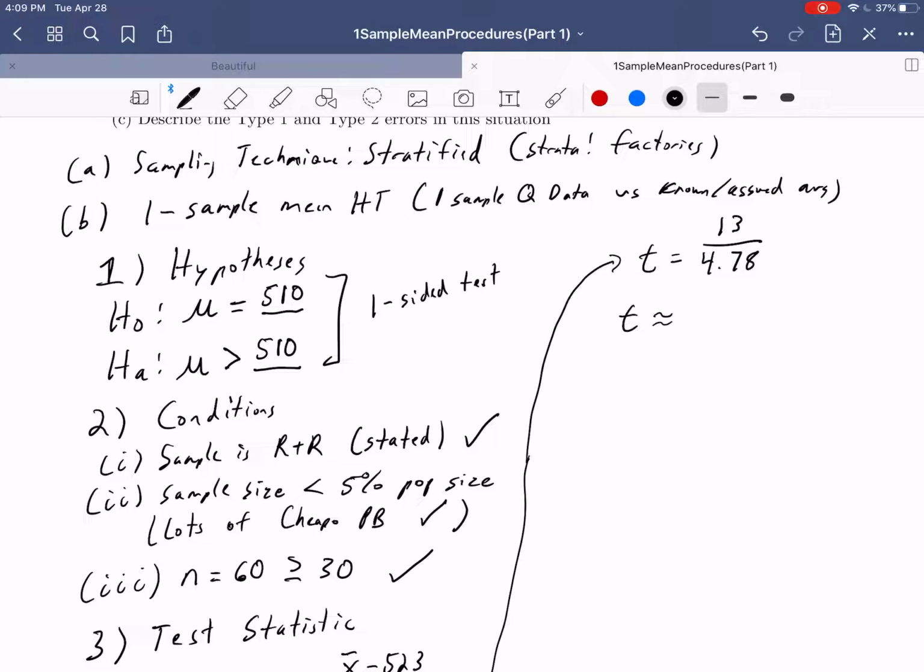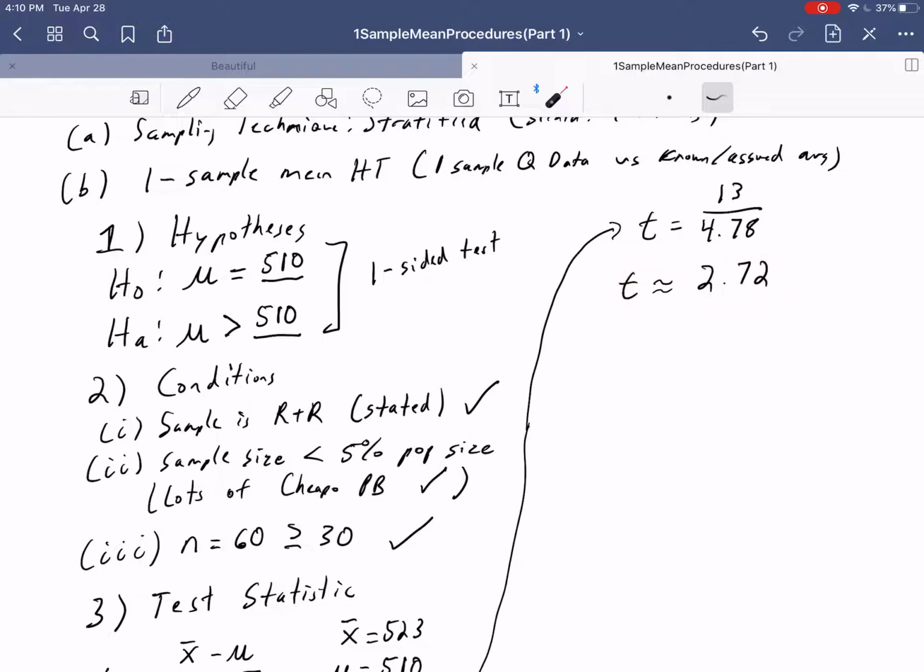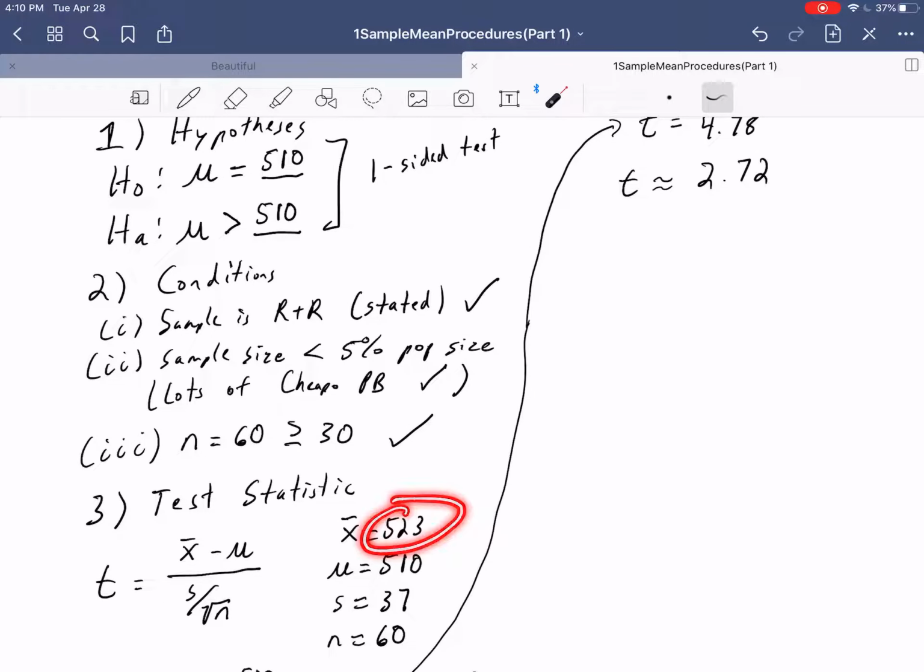Okay, then go ahead and do the division. So we get that T, 13 divided by 4.78. Looks like it should come in at about 2.72. Now, if you do it all in one go in your calculator, you might get a slightly different t-value. That's okay, right? As long as it's close to 2.72, you'll be all good with what we're doing here. So that is our test statistic. What this is really telling us is that our sample, where our sample had an average of 523, compared to the expectation of 510, is about 2.72 standard deviations above the average. So that's pretty far. That's almost 3 full standard deviations beyond what we expected.